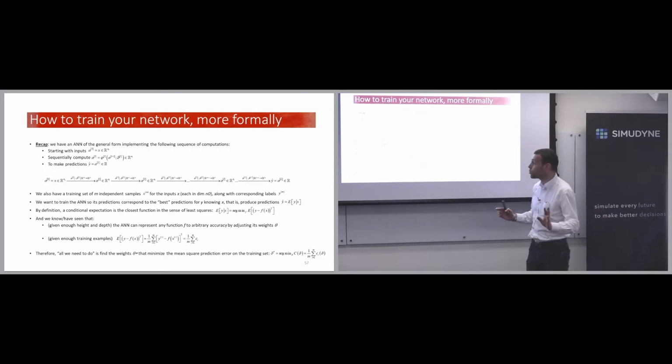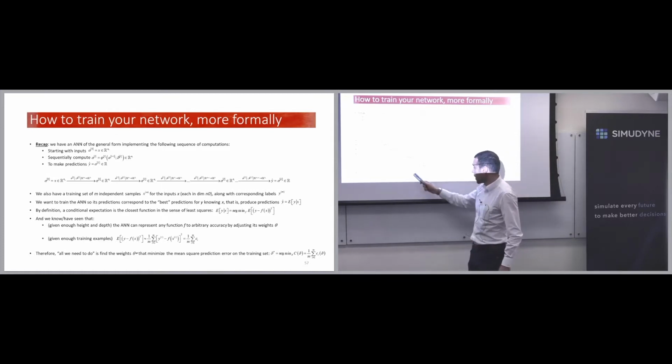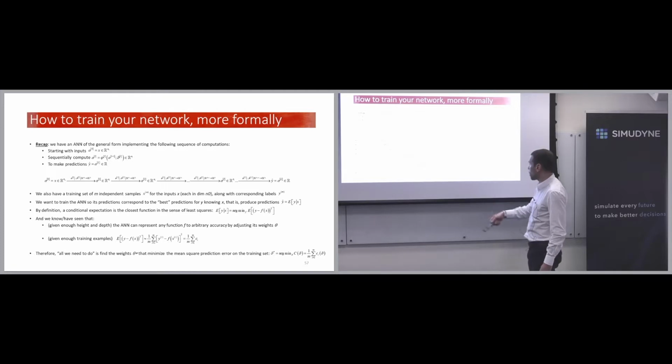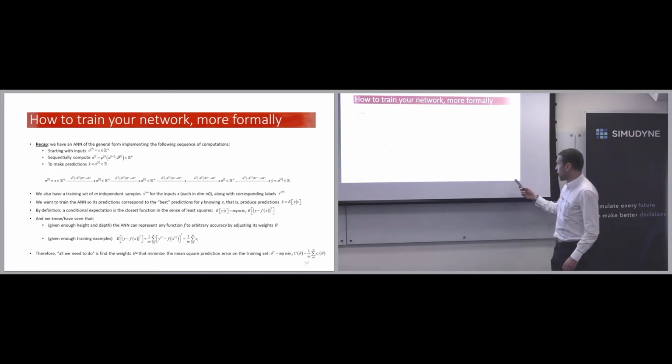Therefore, all we need to do, to some extent, is to find the weights, theta star, that minimize the mean square prediction error on the training set. And that will give us, at least asymptotically, a good estimate of the conditional expectation, which is the best prediction that one can ever make for y given x.